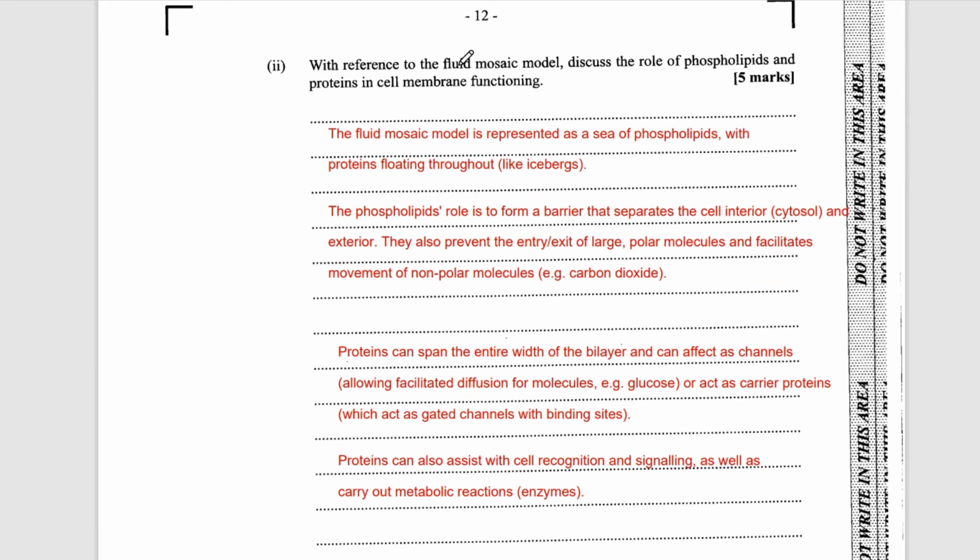Part 2. With reference to the fluid mosaic model, discuss the role of phospholipids and proteins in cell membrane functioning. Right, so you'll be lucky if you get a question like this. This is pretty easy. The fluid mosaic model basically says that you have a sea of lipids, or a sea of phospholipids, with proteins floating throughout. So they're not static, they actually move throughout the sea.